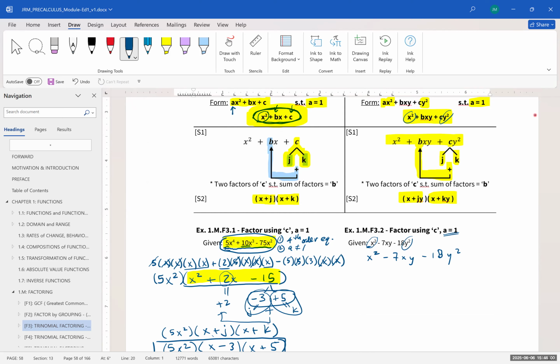So now we need to look at factors of negative 18. To get negative 18, we could have negative 3 times positive 6. We could have positive 3 times negative 6. We could have negative 2 times positive 9, and we could have positive 2 times negative 9. And of course, we could have 1 times negative 18 and negative 1 times positive 18. Okay, let me go and write those down.